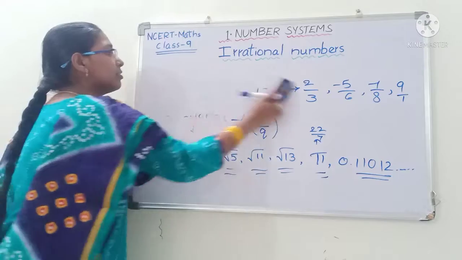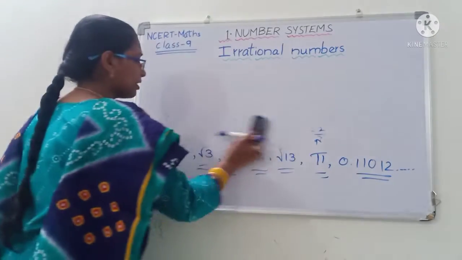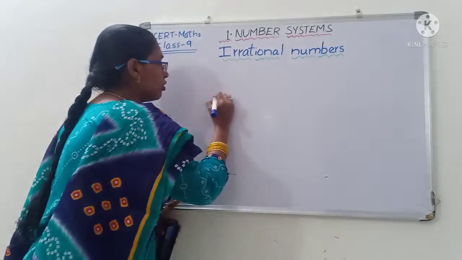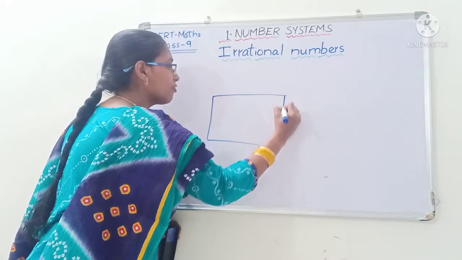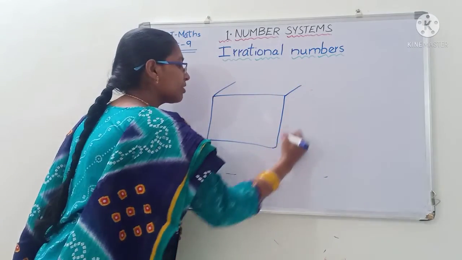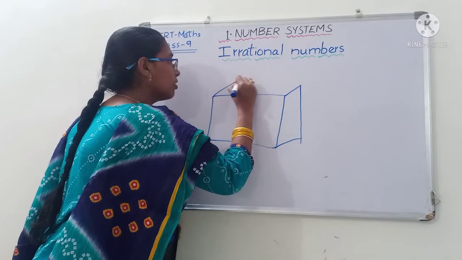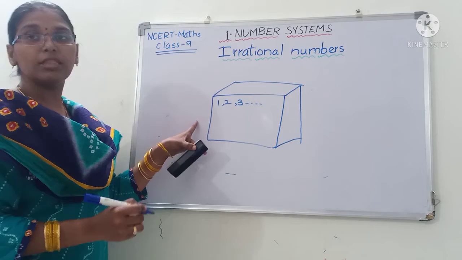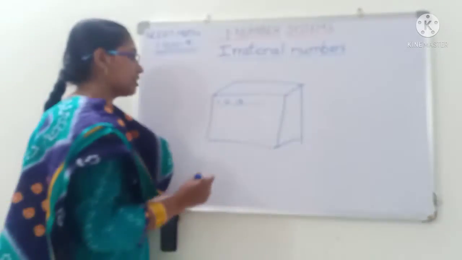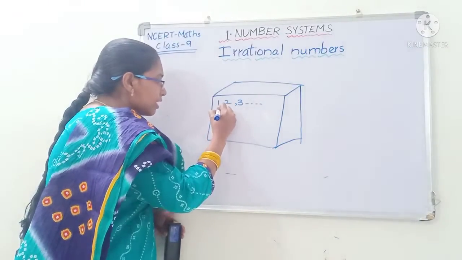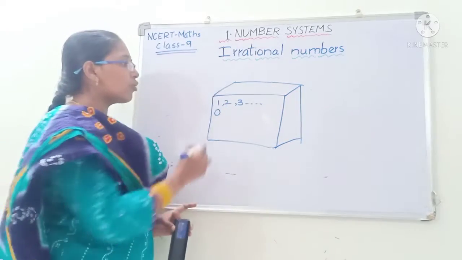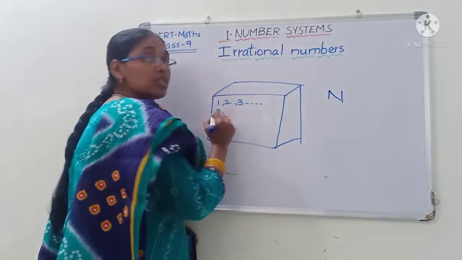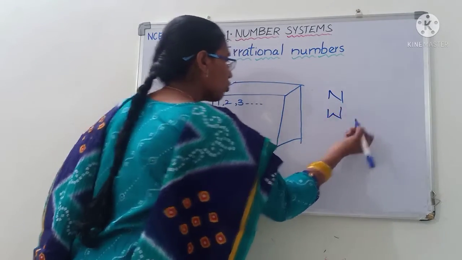Children, you know that there are different types of numbers, right? Natural numbers, whole numbers, all those numbers you know. We considered one box before. Do you remember in the previous class we considered a box? See, if 1, 2, 3 and so on are there, you call this box the box of natural numbers. If only 1, 2, 3 is included, you call it natural numbers. If 0 is also included, you call it whole numbers.